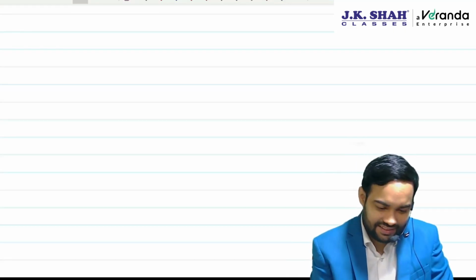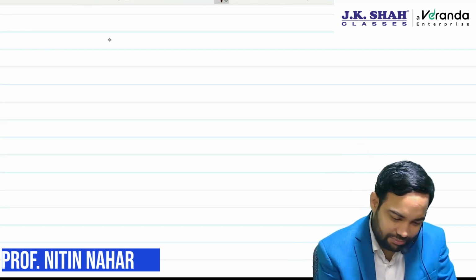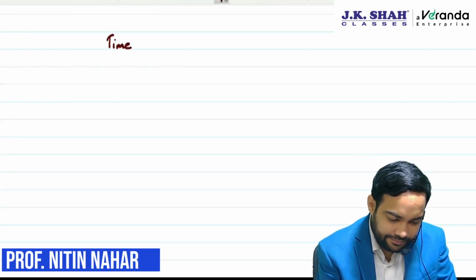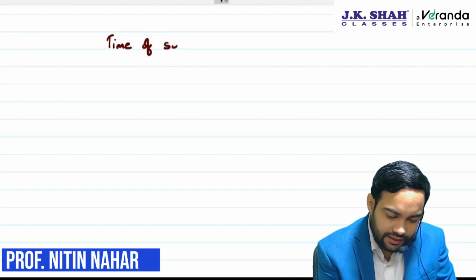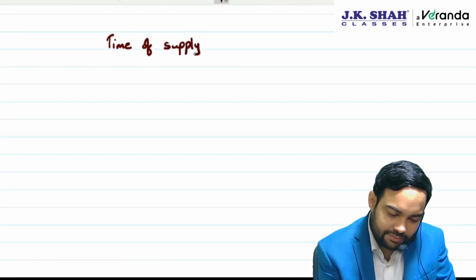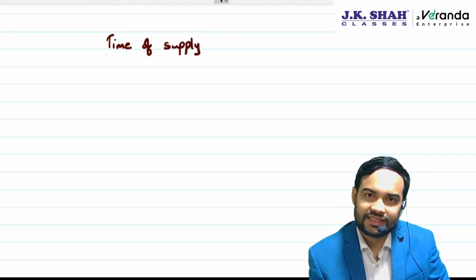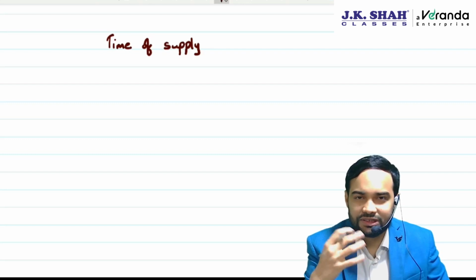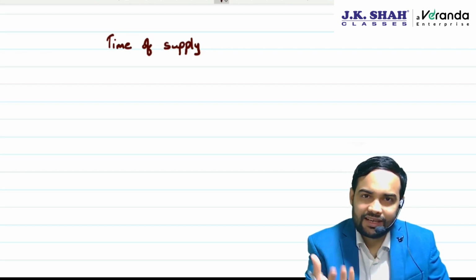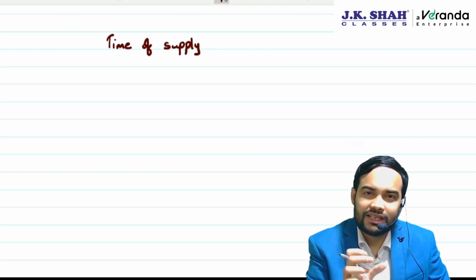Now let's revise time of supply. Time of supply basically helps us to select a date based on which GST is payable to government. In a business, there will be multiple transactions and multiple dates.